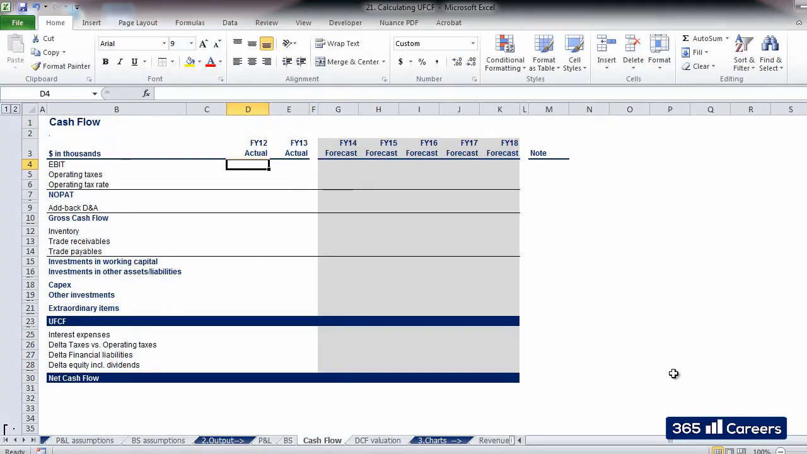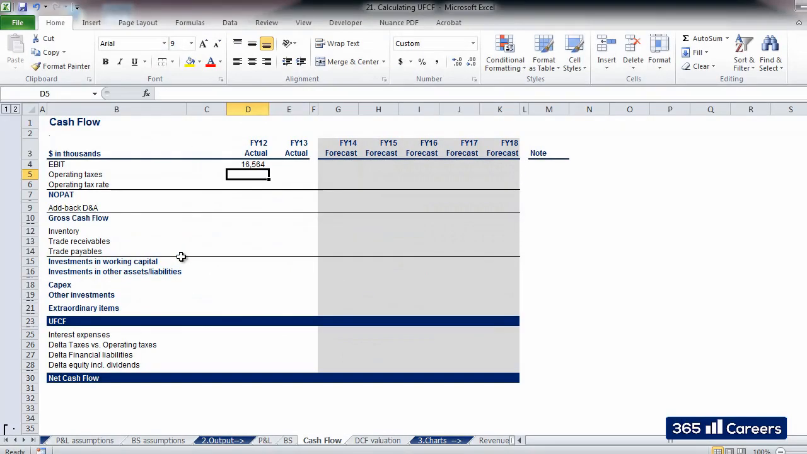In this video, we will start from the structure that we created in the last video and actually calculate cash flows, which are going to be the core input for our valuation exercise. Let's start from the top. We need to link EBIT to the P&L sheet.